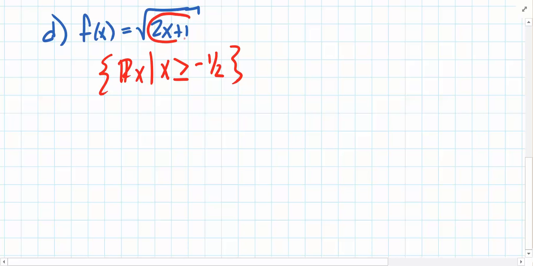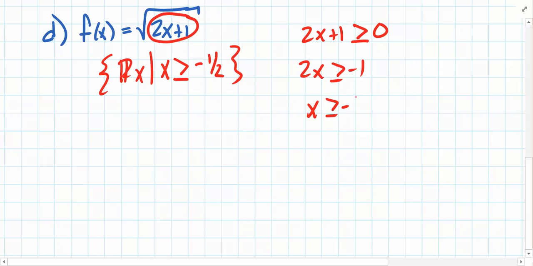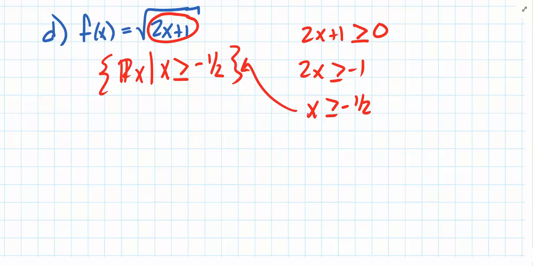Yeah, you just took whatever was underneath the radical, which was 2x plus 1, and set it greater than or equal to 0. So therefore, 2x has to be greater than or equal to negative 1. So therefore, x needs to be greater than or equal to negative 1 half. And that's what we came up with right there. So if I was going to graph that, we should see that x needs to be greater than negative 1 half. Does that make sense?